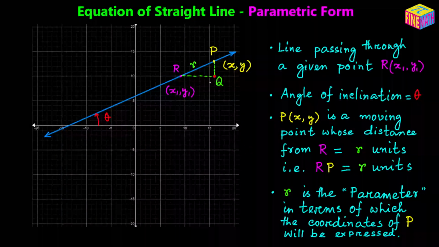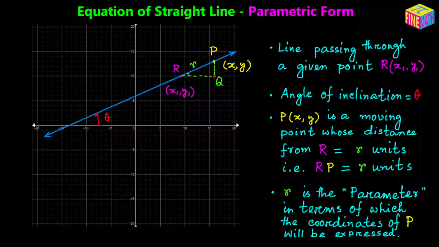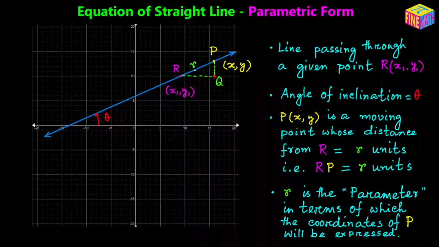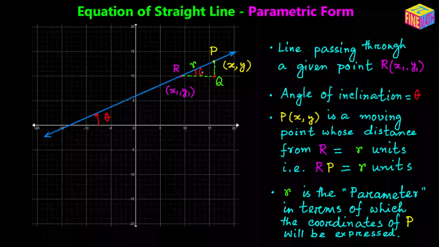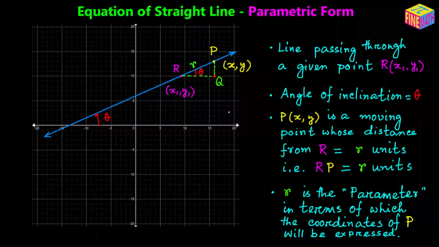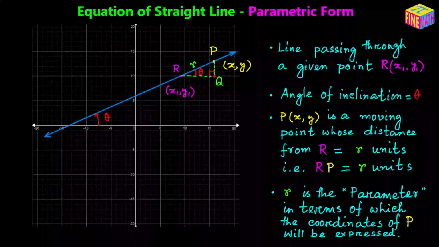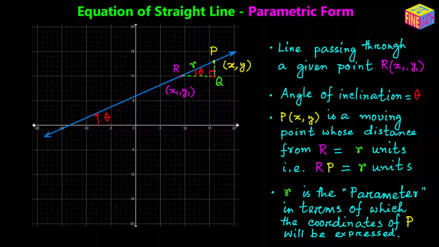Now, since RQ is parallel to the x-axis, the angle QRP will also be theta. So we can indicate right here that this angle would also be equal to theta degree or theta radian. And since RQ and PQ are perpendicular to each other, the angle PQR would be 90 degrees. So this is a right triangle. The triangle PQR is a right triangle.